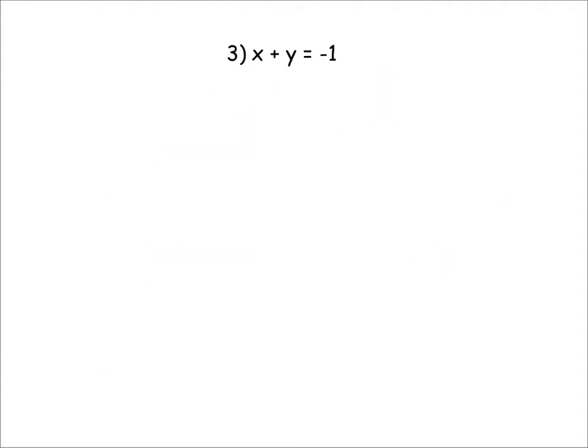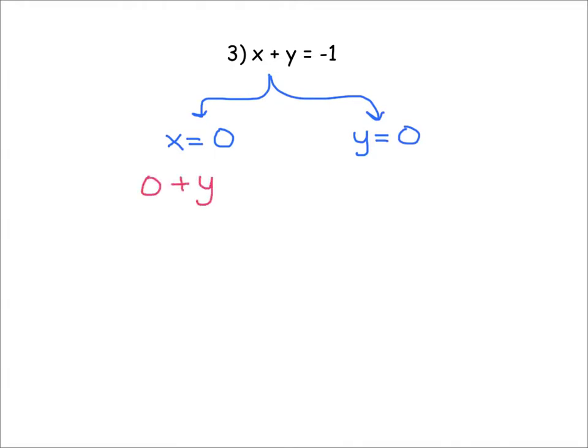Okay, let's go ahead and move to number 3. Give yourself your two arrows. X is equal to 0, and y is equal to 0. So the first time I'm going to plug in 0 for x, so 0 plus y is equal to negative 1, so y is equal to negative 1. My ordered pair would be 0, negative 1.